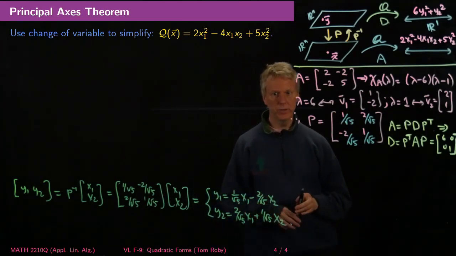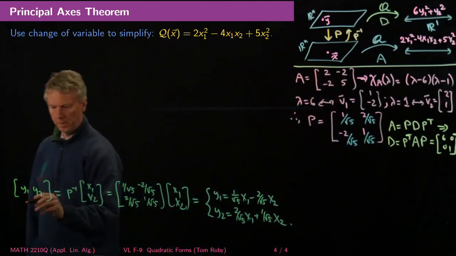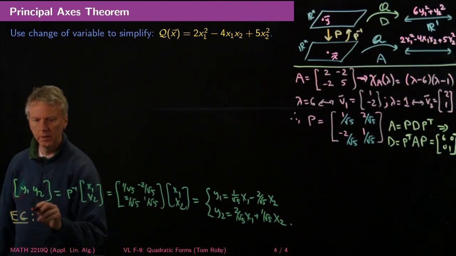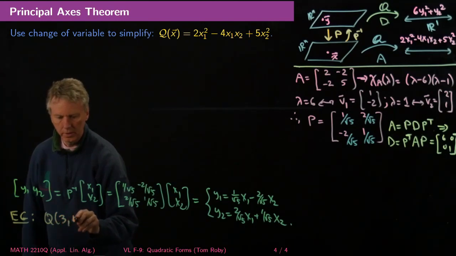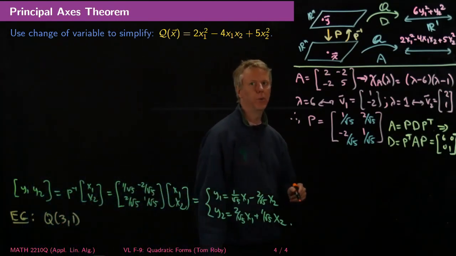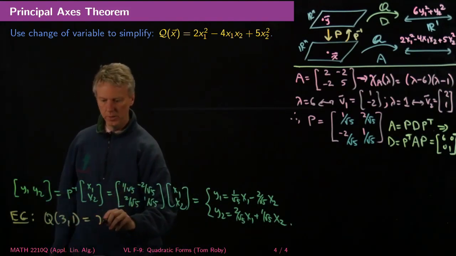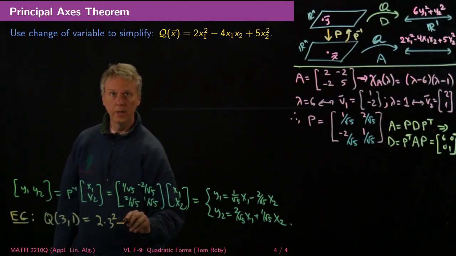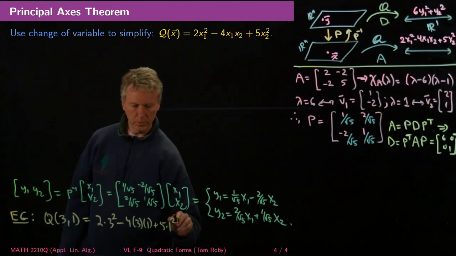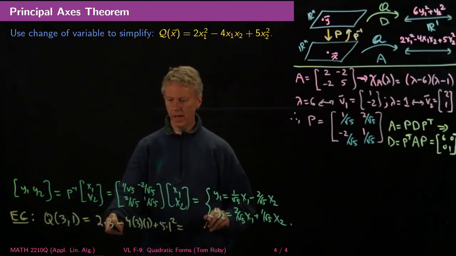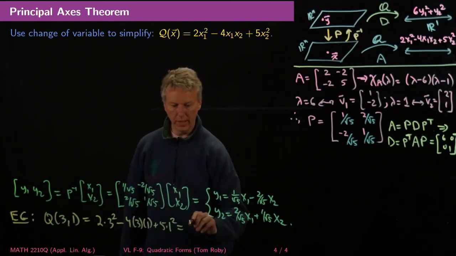And you can even do an example, right? So you can check, for example, suppose that I look at q of 3, 1 in ordinary coordinates. Well, q of 3, 1 just means 2 times 3 squared minus 4 times 3 times 1 plus 5 times 1 squared. So what do I get? 18 plus 5 is 23 minus 12 is 11.